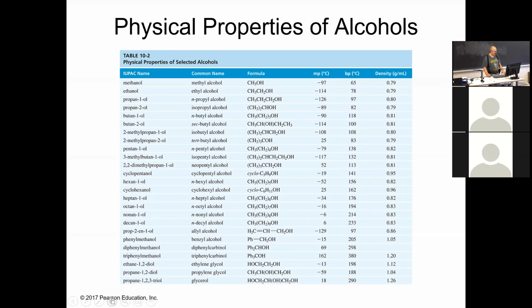Okay, here at the bottom we have propane-1,2,3-triol, commonly known as glycerol. It has 3 alcohol groups and its boiling point is 290.